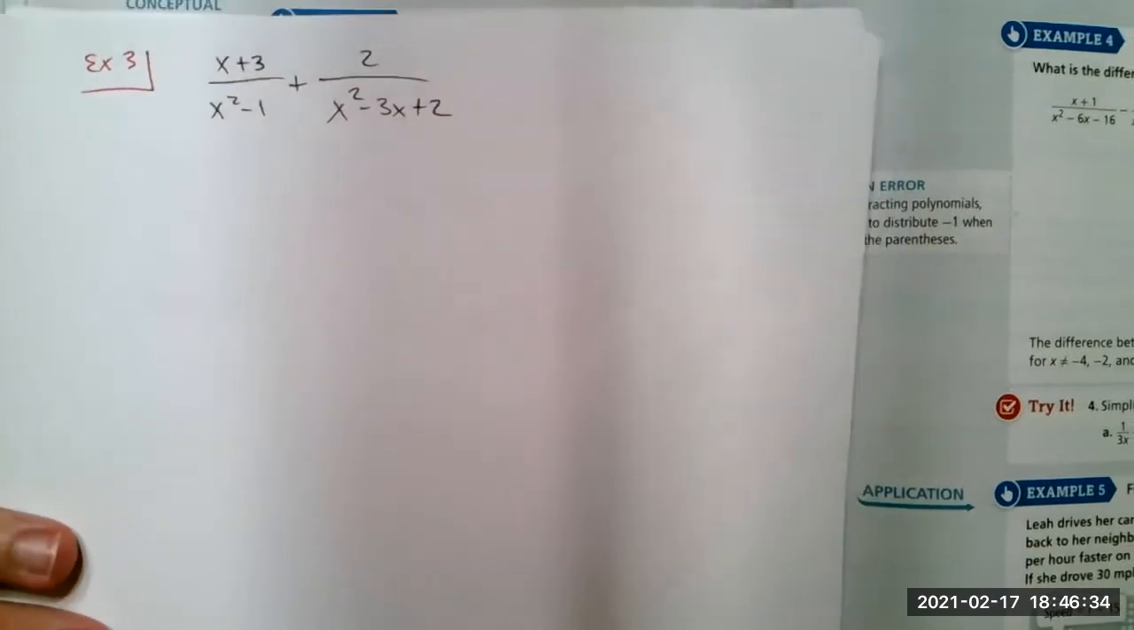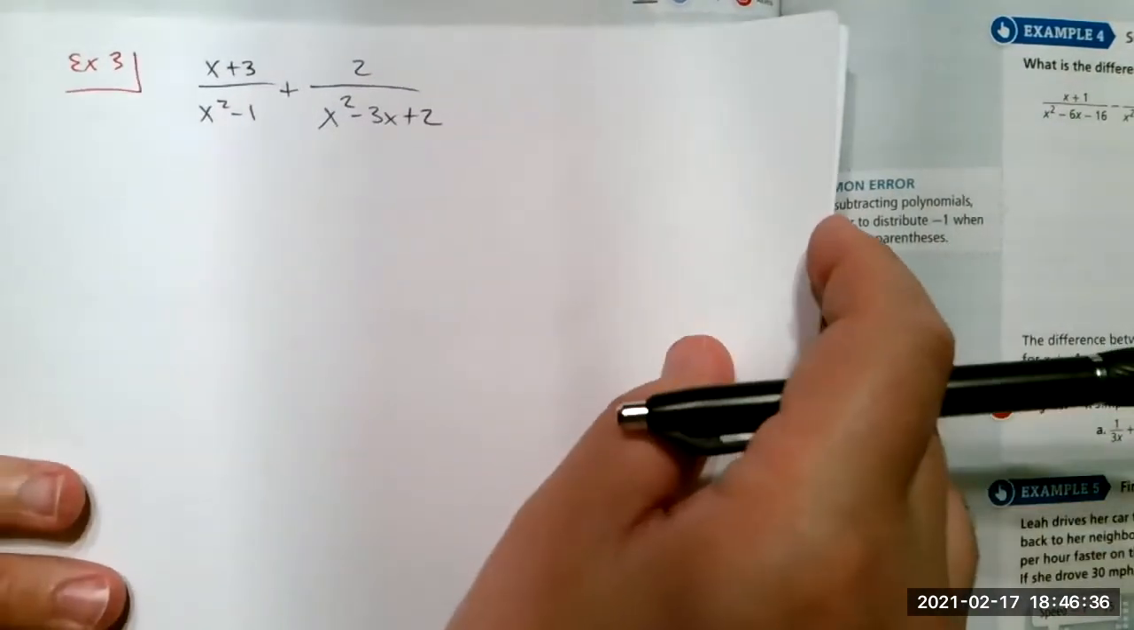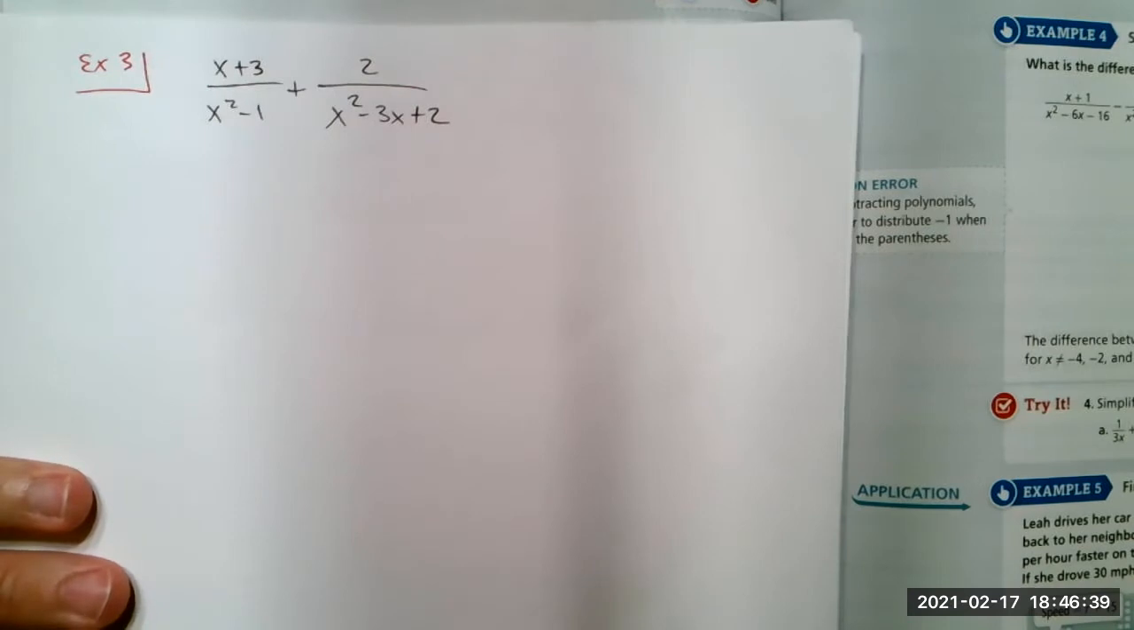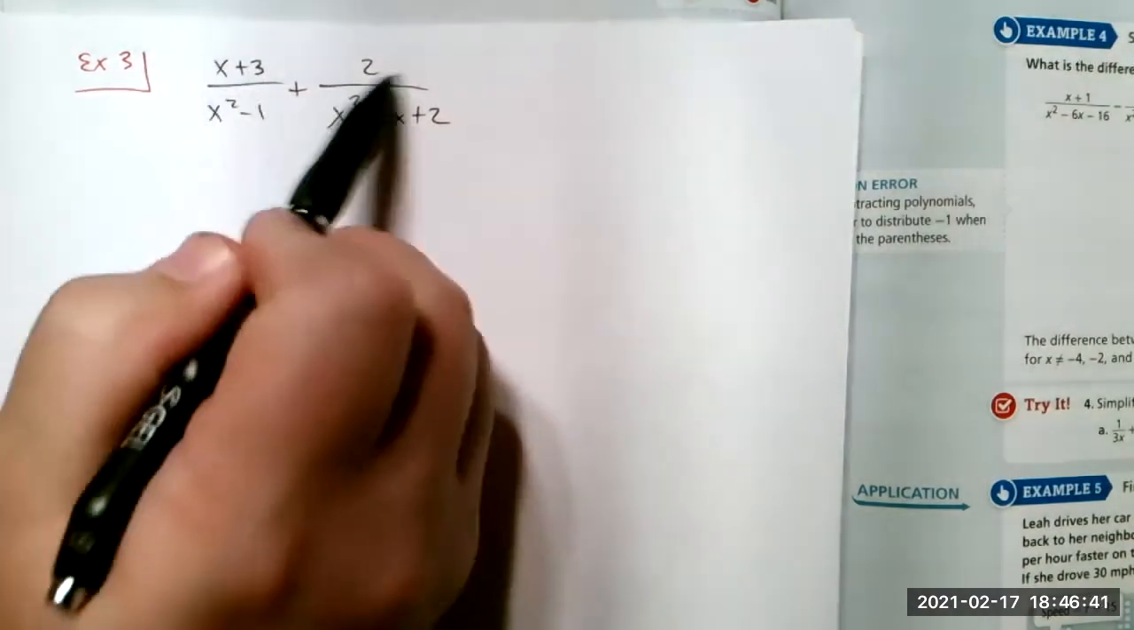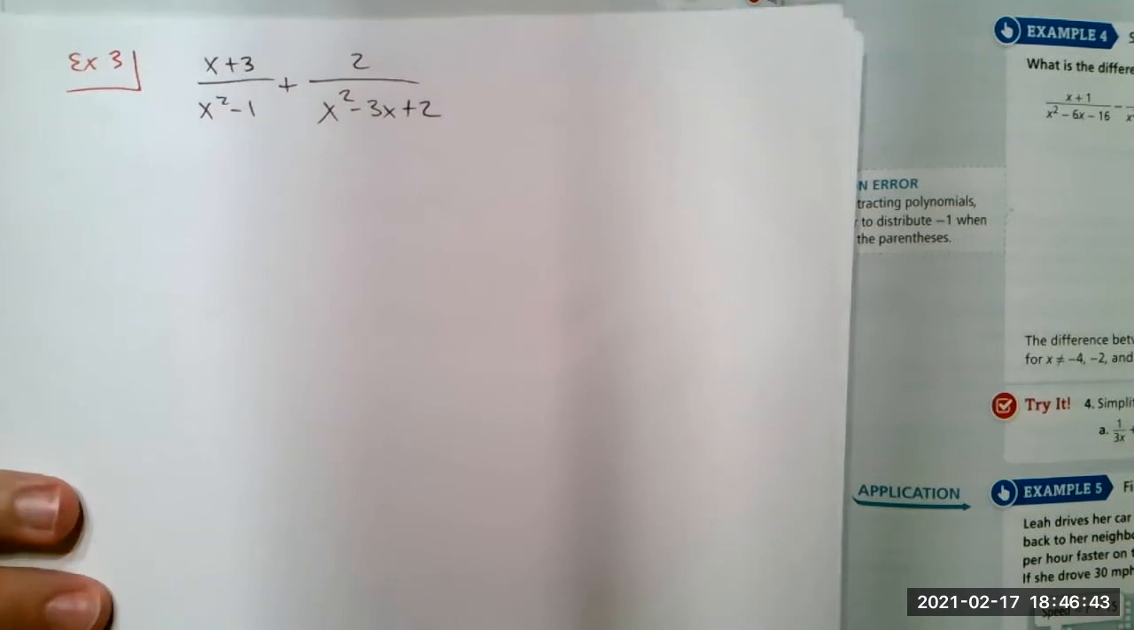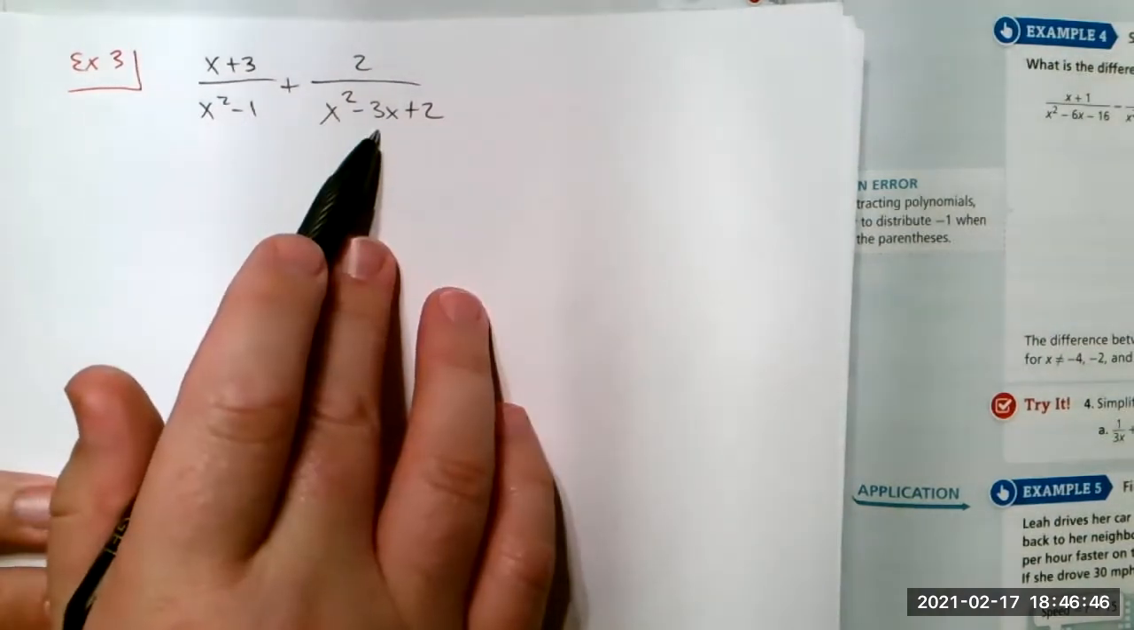All right. Like I said, the first step here is you'll want to factor. You want to factor these denominators. I don't care about the numerators. I'm completely ignoring those numerators for right now. I'm only concerned about these denominators.